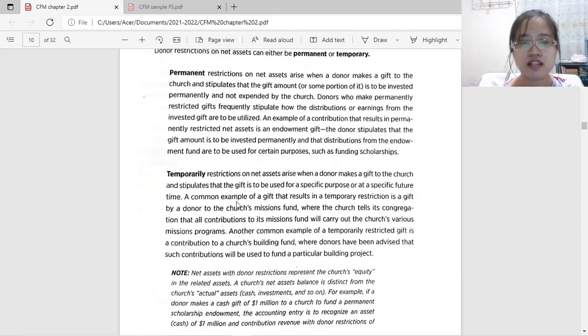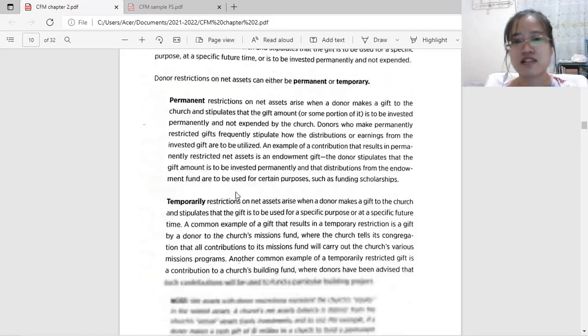And then another, let's say, a specific purpose. Let's say the donor said, I want my donation to be used for the missions. I want it to be used for the Bible school, if any student is in need of financial assistance, then use it for that. So those are restrictions. But once it's used, then it would be off the net asset section.